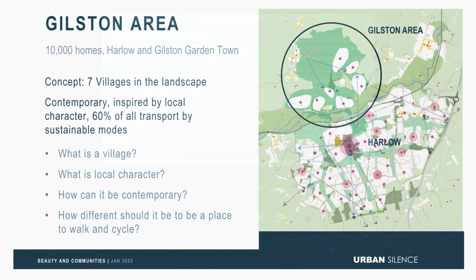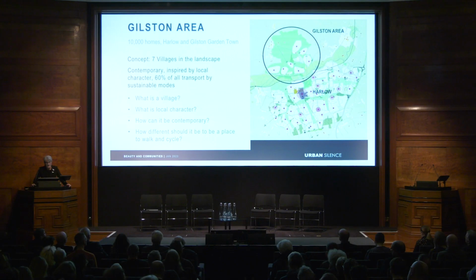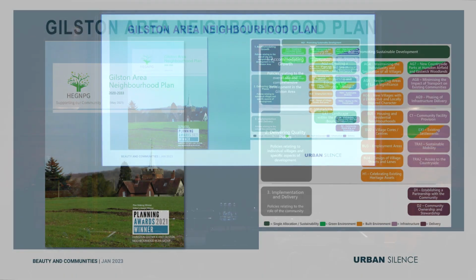This raises all sorts of questions. So what is a village? How do you design a new village? What is local character? Who describes that and how to describe that? How can it be contemporary and still be reflective of local character? How different should it be if it is essentially sustainable modes of transport? So these are some of the questions that the neighborhood plan started to address.